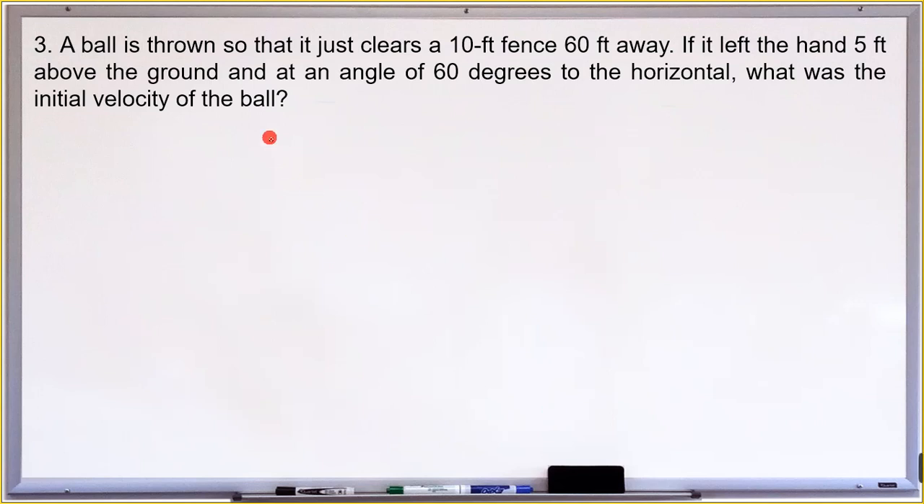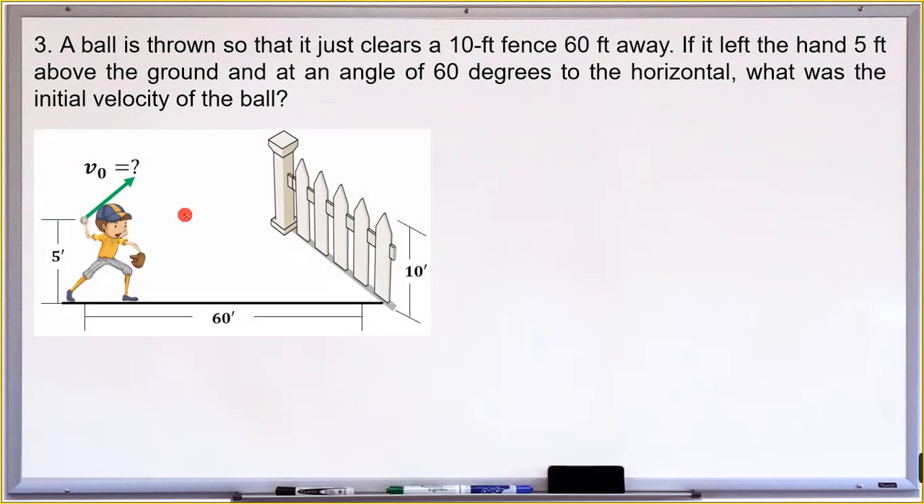We have a ball thrown so that it just clears a 10 feet fence 60 feet away. If it left the hand 5 feet above the ground and at an angle of 60 degrees to the horizontal, what was the initial velocity of the ball? The illustration for this problem is shown right here. We have a boy holding a ball, and the position of his hand, where he holds the ball, is 5 feet above the horizontal ground.